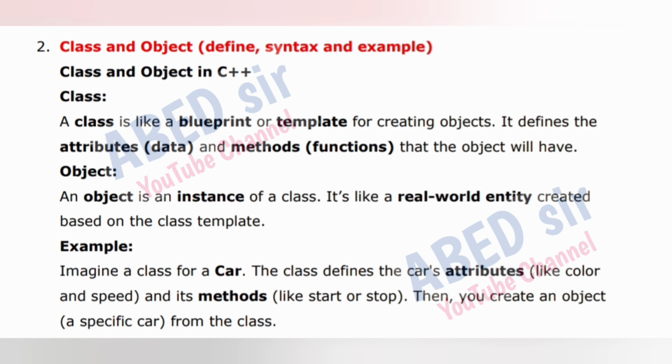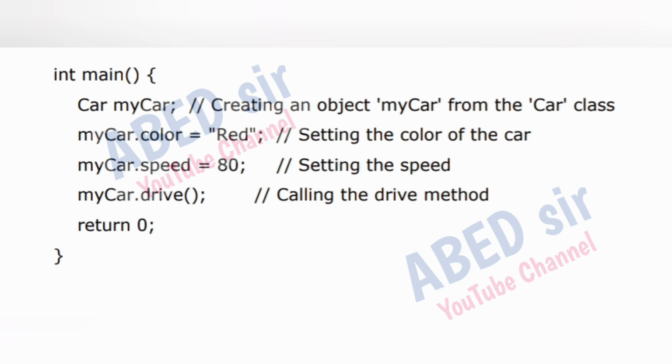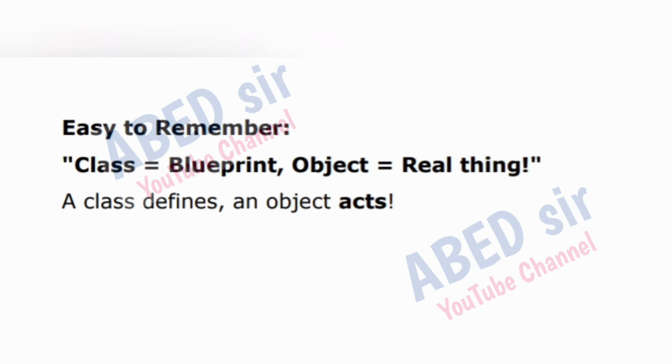Example: imagine a class for a car. The class defines the car's attributes like color and speed, and its methods like start or stop. Then, you create an object, a specific car, from the class. Easy to remember: class is equal to blueprint, object is equal to real thing. A class defines, an object acts.